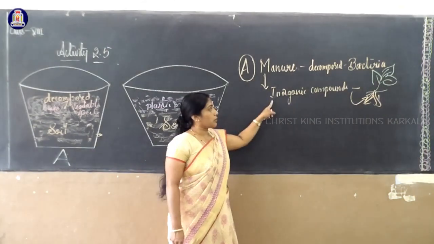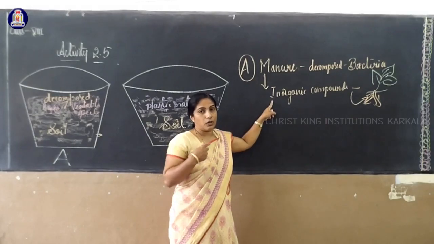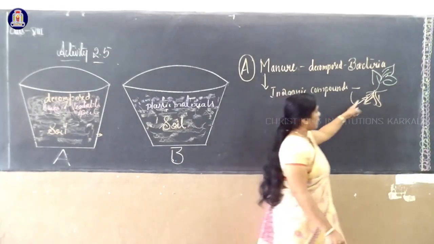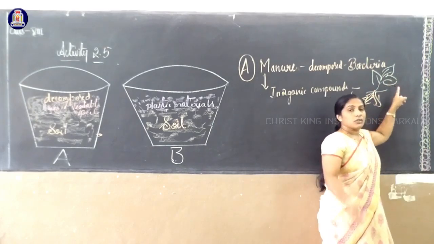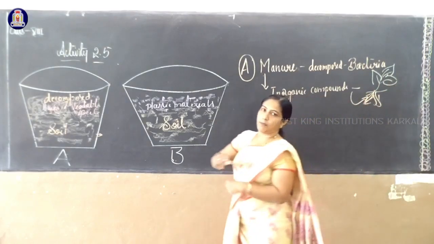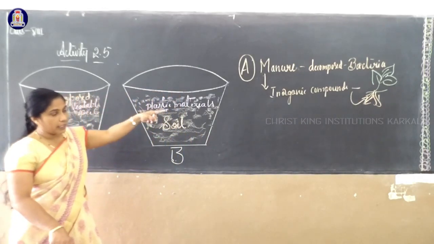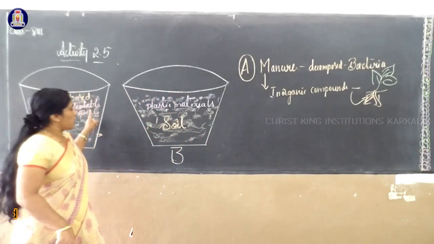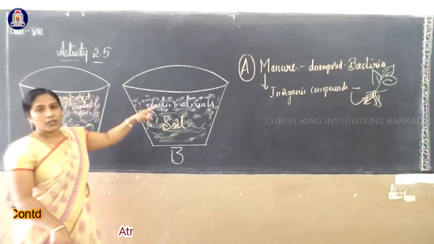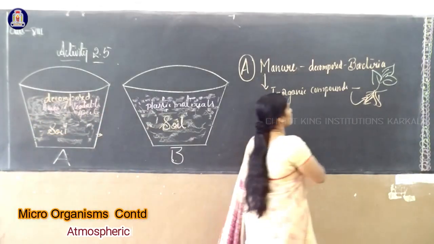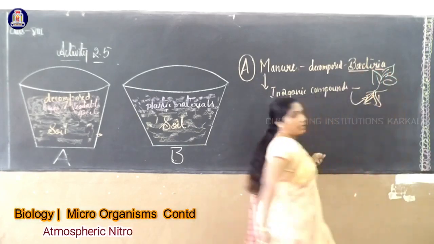That manure is called an inorganic compound, but we cannot use the inorganic compound directly. Plants take it in and prepare the food, in the form of organic compound, using inorganic soil. So that is the first. It's very good. There is an activity given on how microorganisms are beneficial.